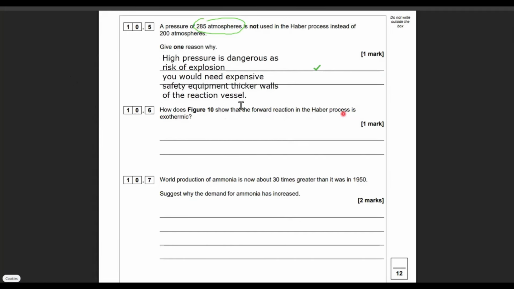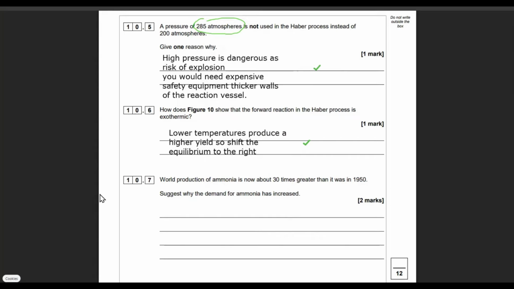Right, how does figure 10 show the forward reaction is exothermic? So how do we know that this is a heat giving out reaction? When they use a lower temperature, what happens? When they use 350, what happened to the yield? We got a higher yield when they used a lower temperature, which proves that the equilibrium is shifting to the right, to the hotter side, which means it's exothermic. Okay, so that's a little bit complicated.